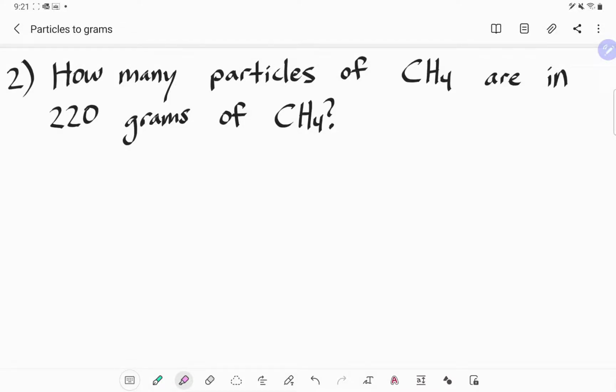In this video, we're going to be converting from mass to particles. So looking at this question, let's look at what's given and what we're going to be solving for. What's given is 220 grams of CH4, and what we're solving for is particles. Let me get my highlighter and we'll start highlighting this. We're solving for particles of CH4 specifically, and we're given grams of CH4. Specifically, we have 220 grams of CH4.